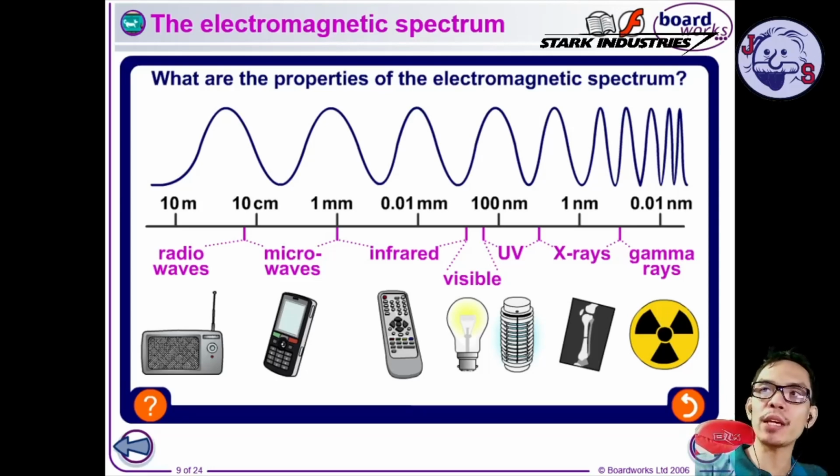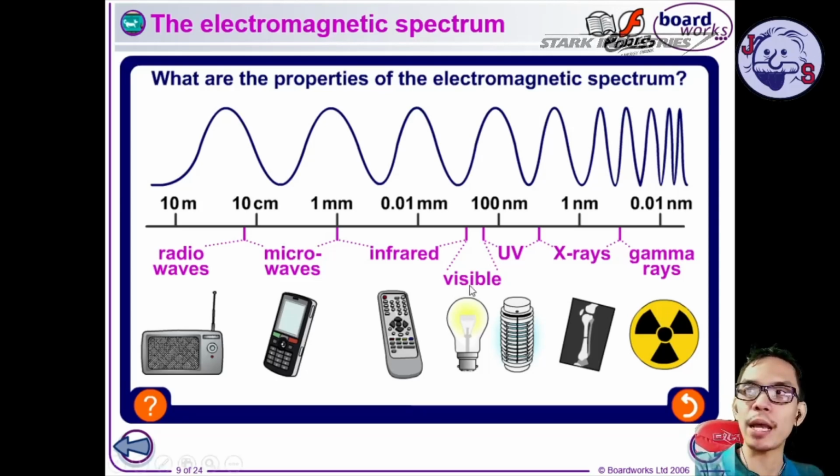Next one is visible light. This is the light that our eyes can see. Then there's the ultraviolet light, which can be encountered in sunlight. It can also be used as part of your mosquito killer device, the one that you have right here.